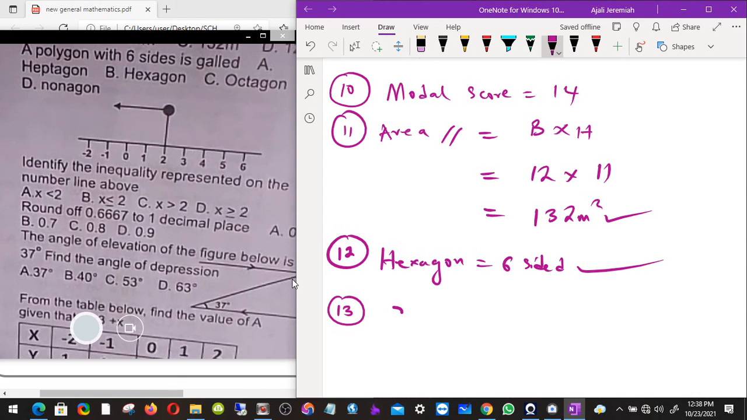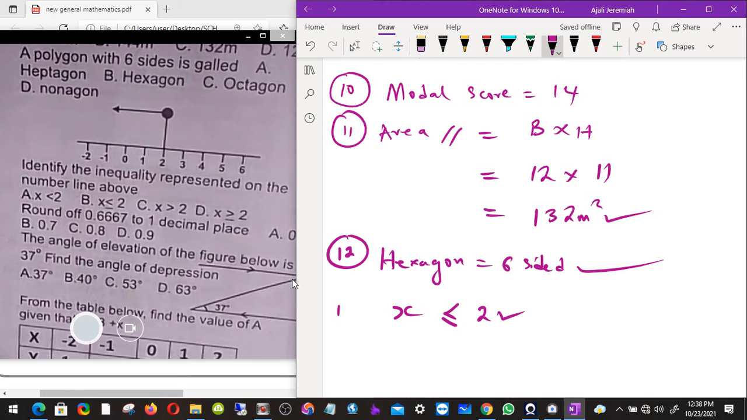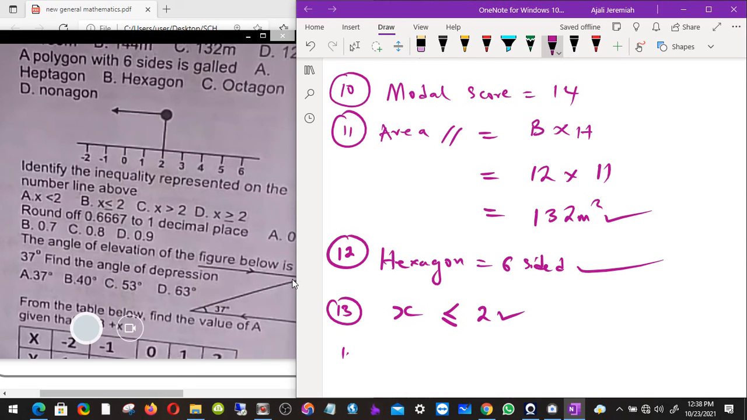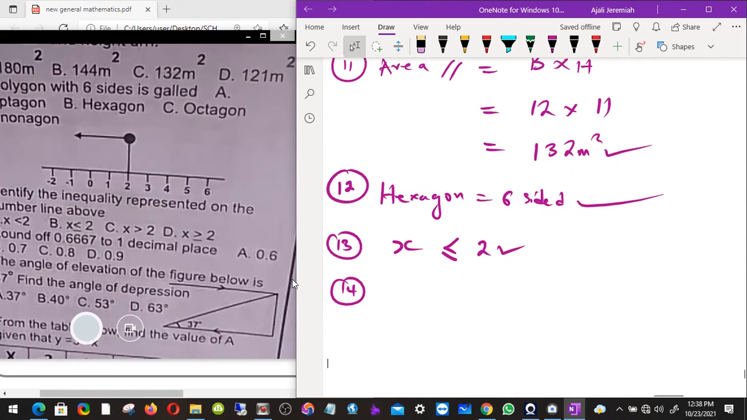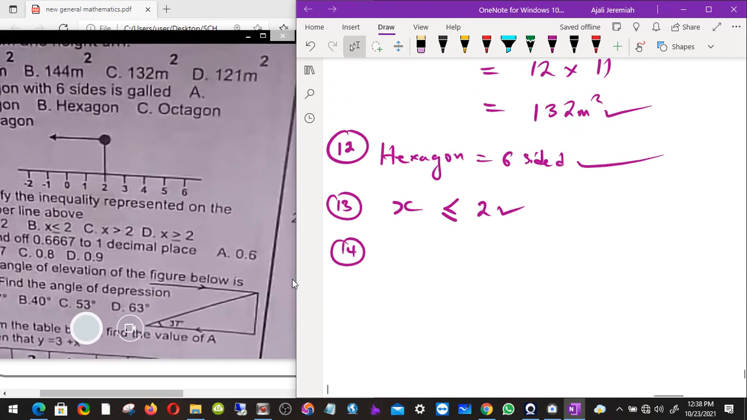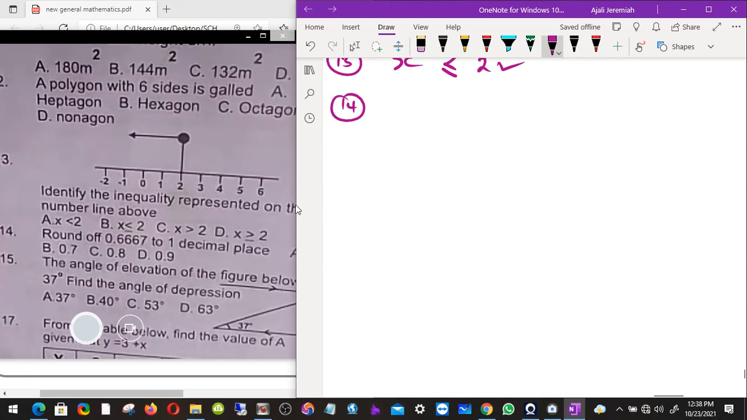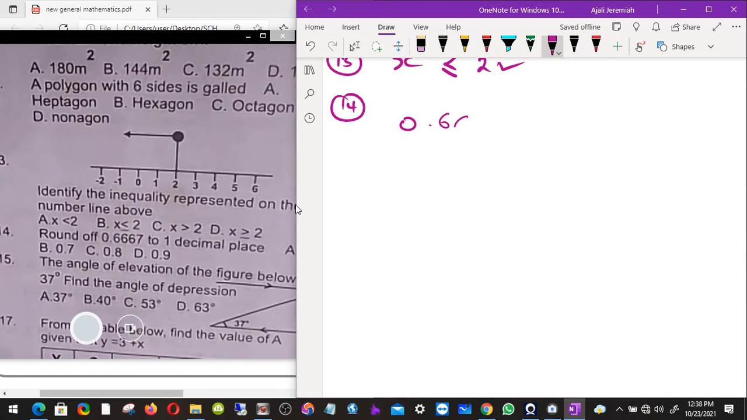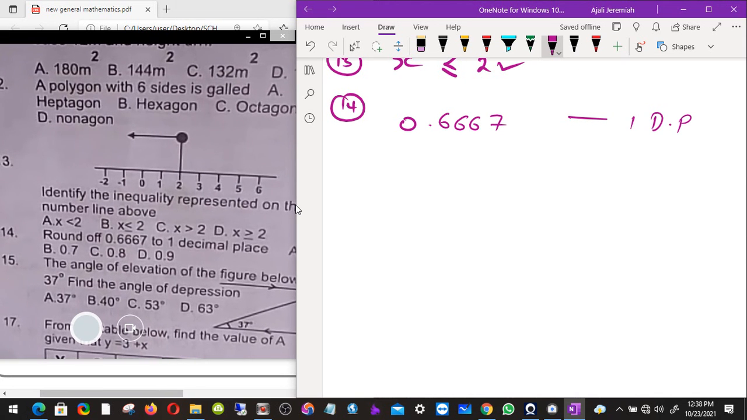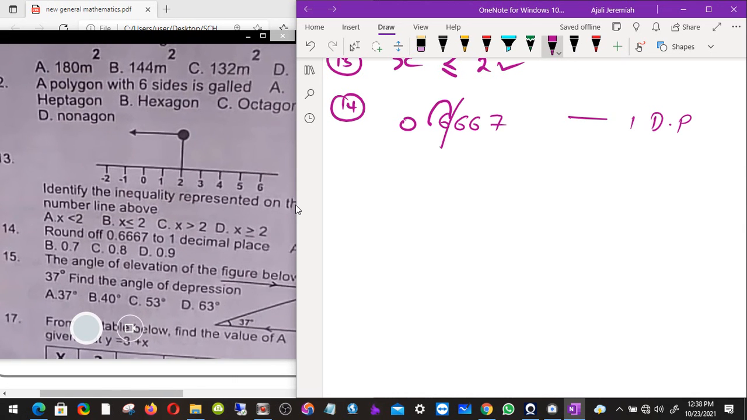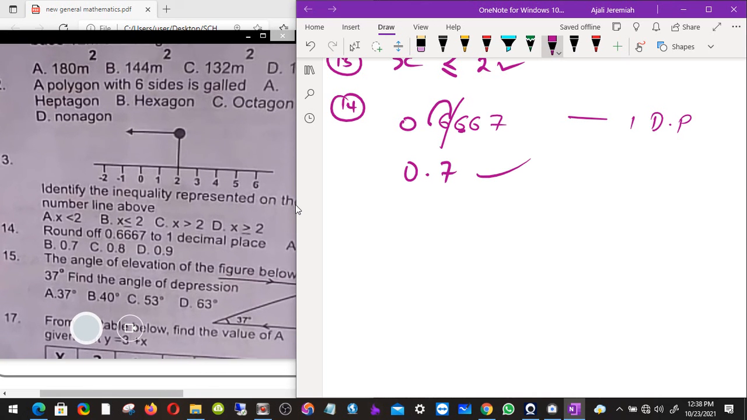So S is less than or equal to what? So that's number 13. Number 14. Everybody please read. So to 1 decimal place, after the point you count. Because this is up to 5, so you put it here, it becomes this, right?